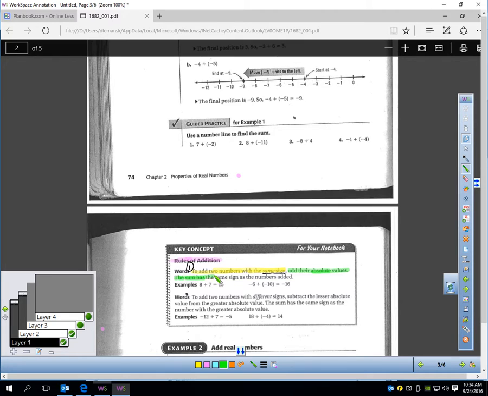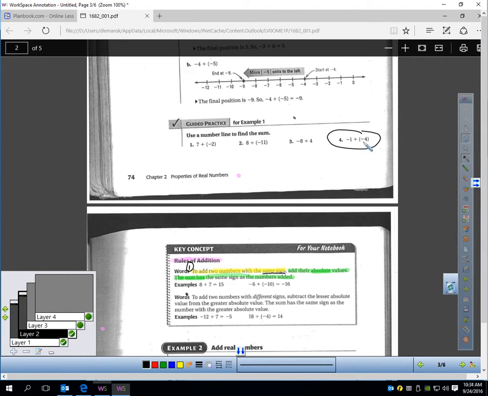The sum has the same sign as the numbers added. Now, if you're reading that and you're like, what in the heck is that telling me? Well, here would be a simple way of saying it. I'm not going to speak math teacher speak. Let's do this one because this problem is this description. I'm adding two numbers with the same sign. Here's what this verbiage that I'm underlining is telling you to do when you're adding numbers with the same sign.